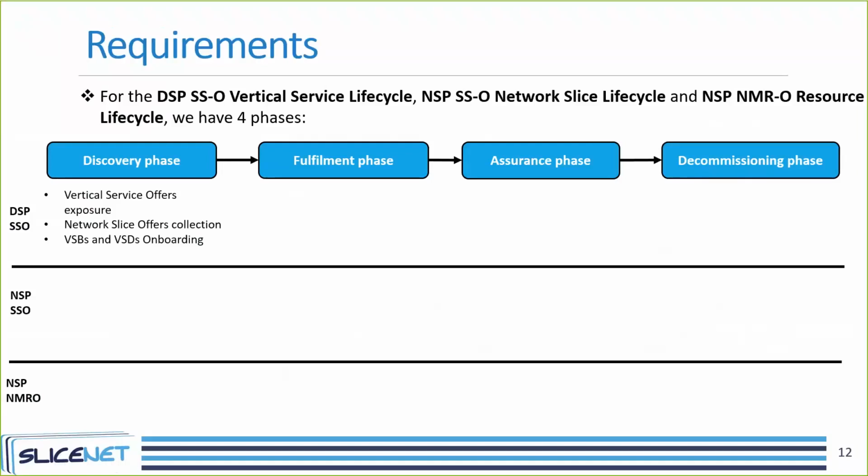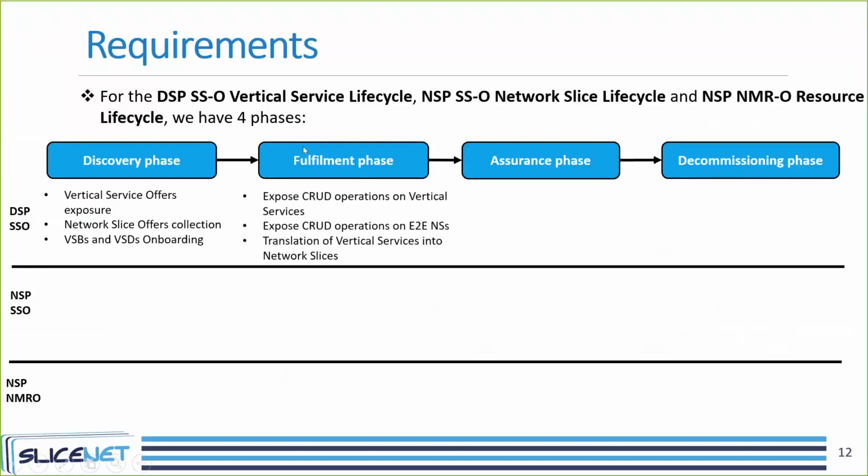Another one is the network slice offers collection from the NSPs. So the DSP needs to collect the network slice templates that are offered from the NSPs and store them in these catalogs. And also the VSP, the vertical service blueprints, and the vertical service descriptions onboarding.